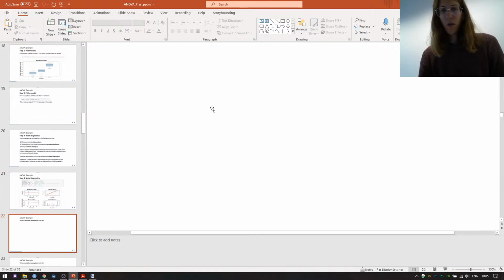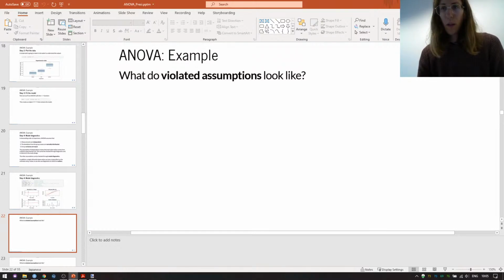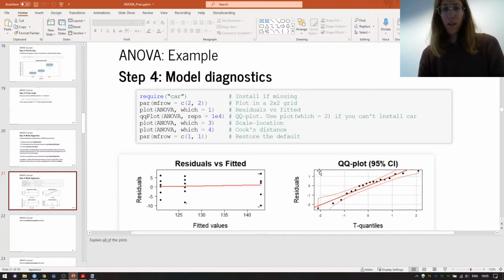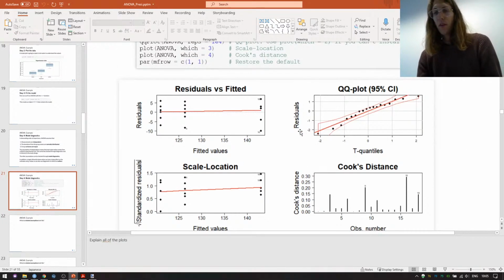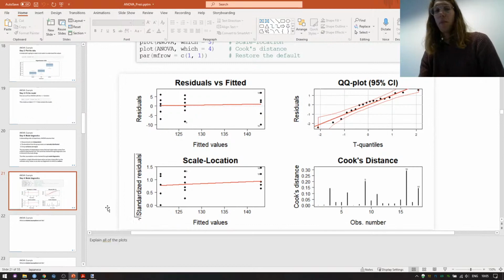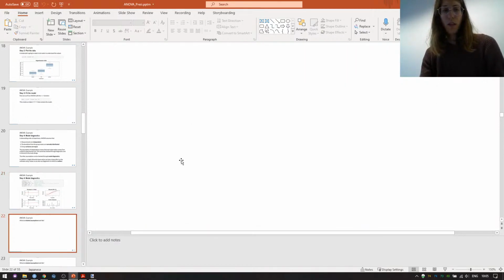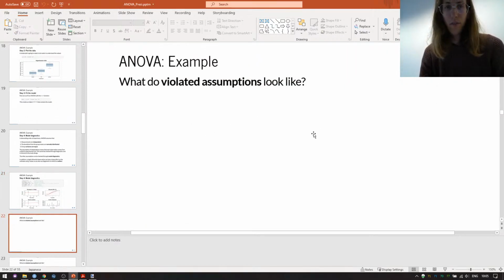Okay, so we covered quite a few things. As we saw in our plots here, the data that we ran through meets all the assumptions quite nicely. But what does it look like if the assumptions are not met? That brings me to the next slide.